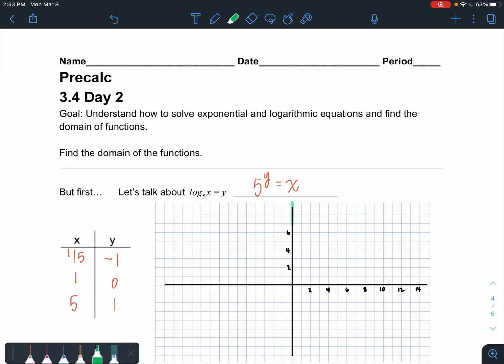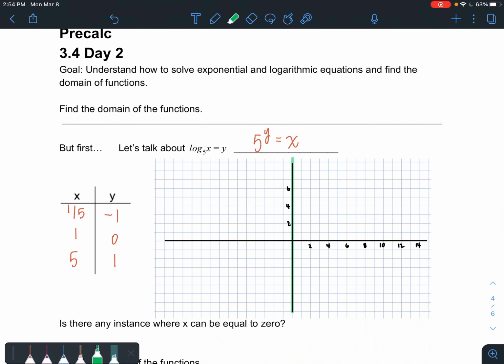So I have an asymptote at x equals 0, which is not quite showing up for me. So there's my asymptote in the green. There we go. And then I know that my domain is going to be from 0 to infinity based on just this right here.